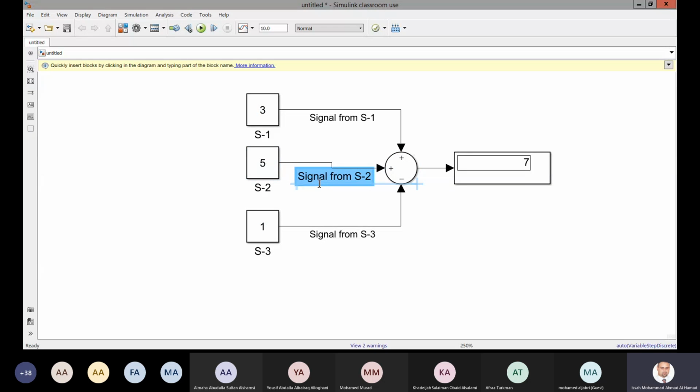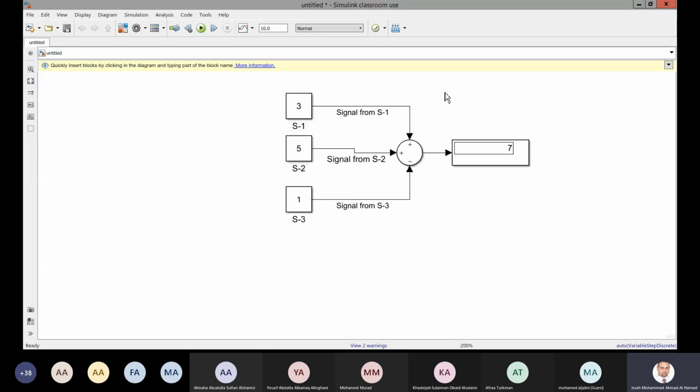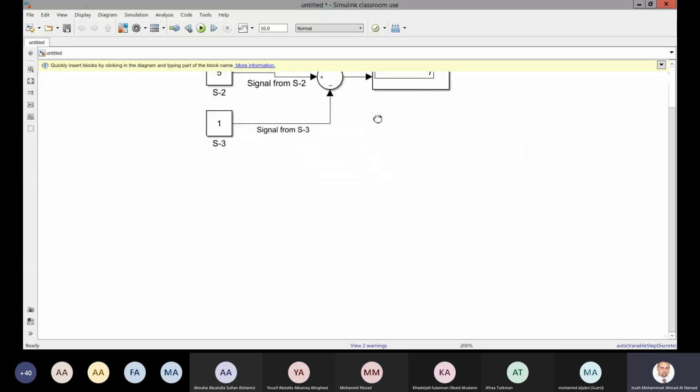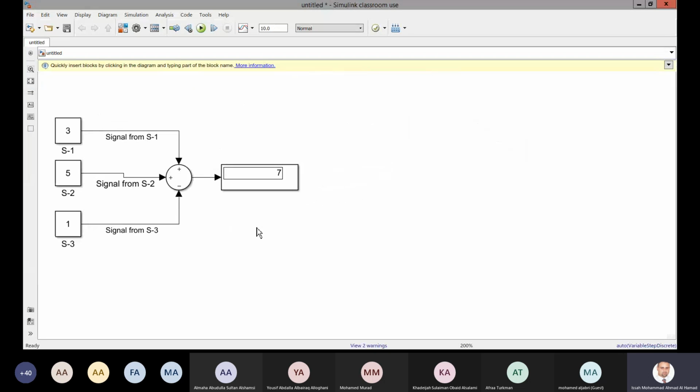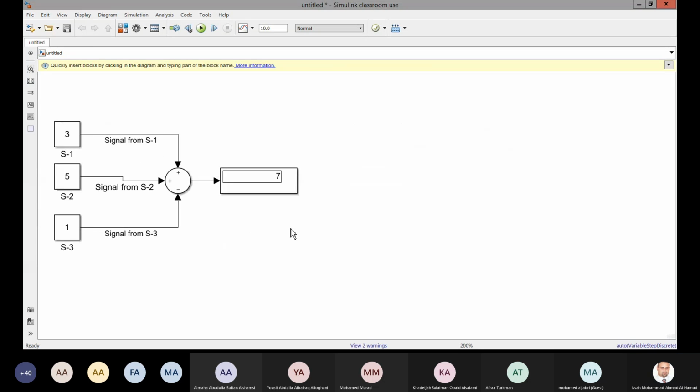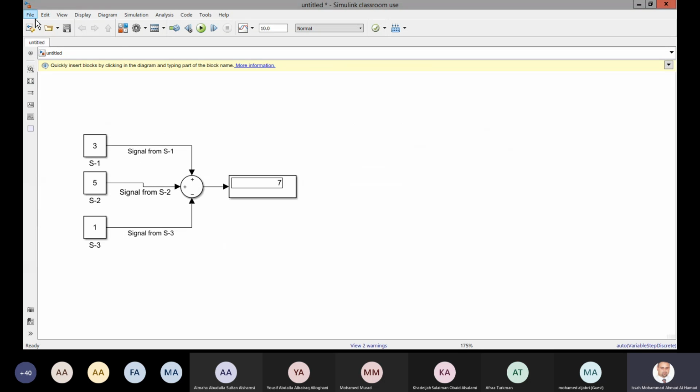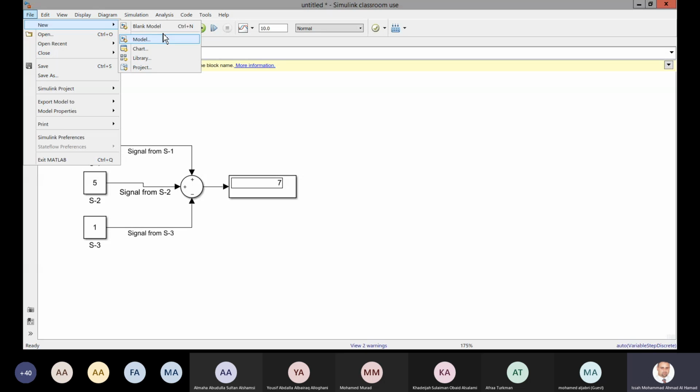Okay. Let's do some more complex mathematical operation, so we will get more experience in using Simulink, and then we will go for the differential equation. So let me solve something like square root of 3 square plus 5 square. So I can go now and make another system. I go to File, New.